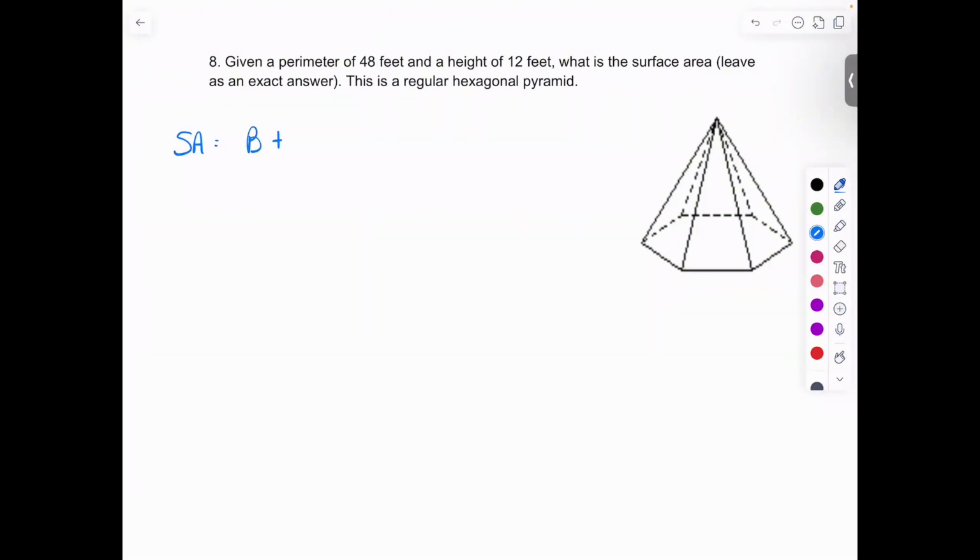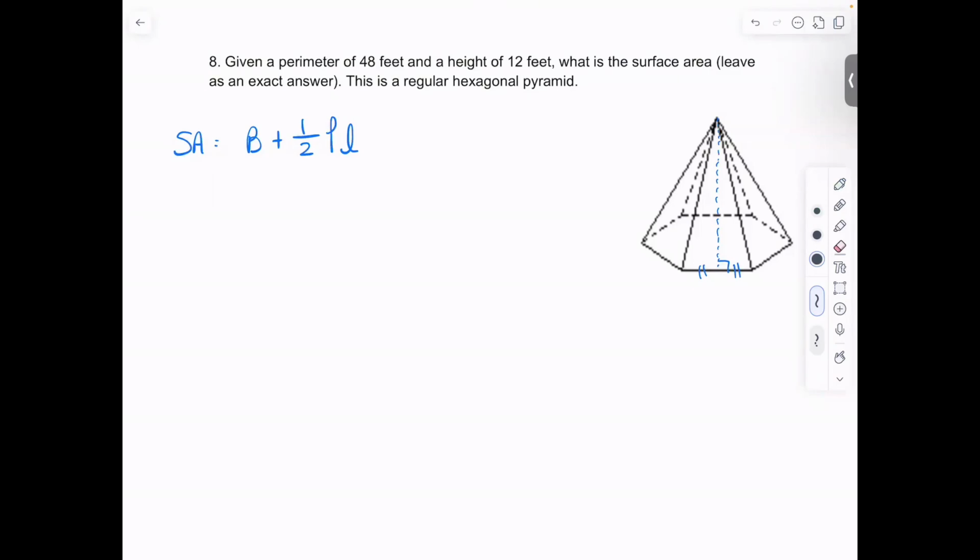We have 6 sides that go to a common vertex there. And that formula is 1/2 perimeter times L. Now, L is actually the lateral height here, which extends from the vertex all the way down that flat side. Think lateral is your side, extends from the top at the vertex all the way down, and it creates a right triangle, and of course, cuts that isosceles base in half.